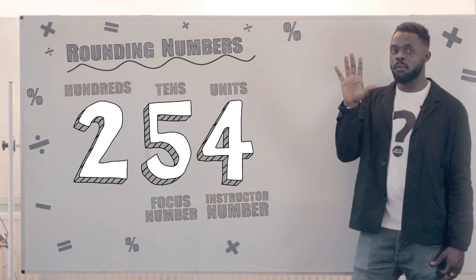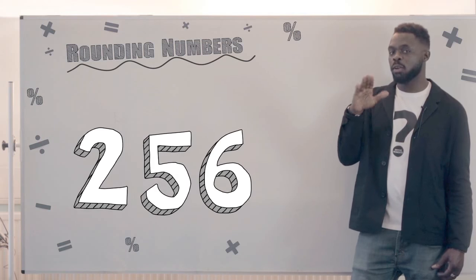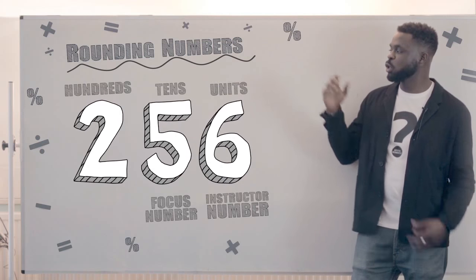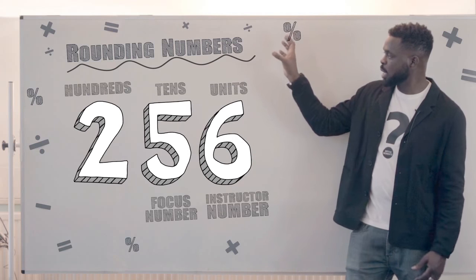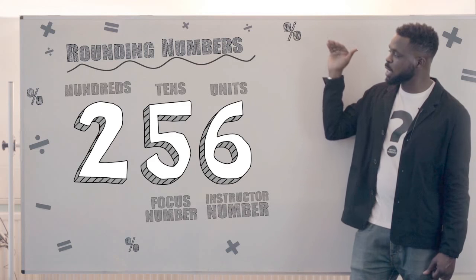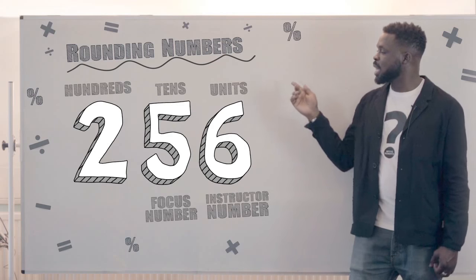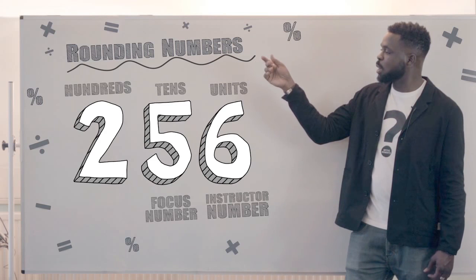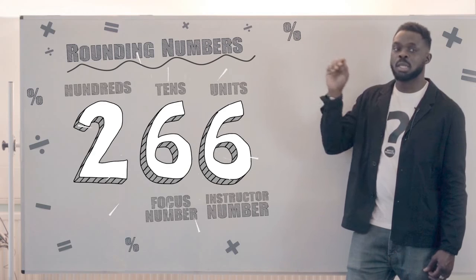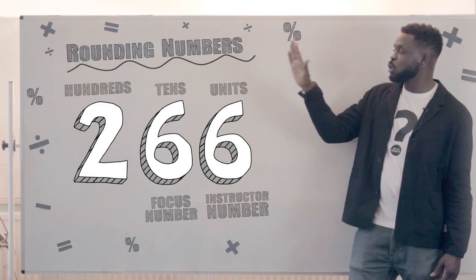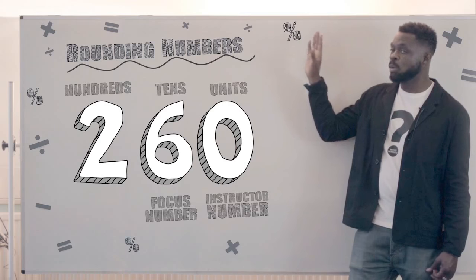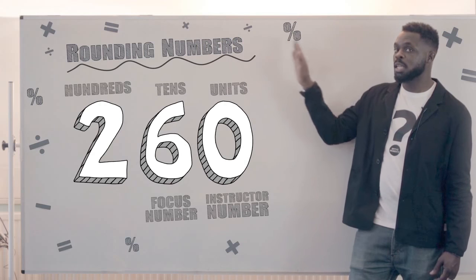And then rule number 5, everything to the right of our focus number now becomes a 0. And let me show you how that's done. So, in this case, your instructor number is 6, which means it's more than 5. It says that we should move our focus number up by 1. So our 5 becomes a 6. And rule number 5 says everything to the right of our focus number now becomes a 0. So therefore, the 6 becomes a 0.